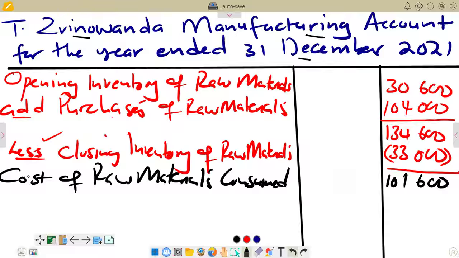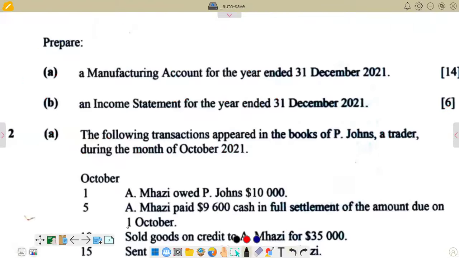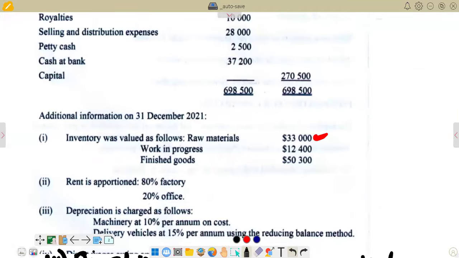Remember, to get our prime cost, we are saying direct materials plus direct labor. Our direct materials cost is the one that we have for cost of raw materials consumed. So here now we are supposed to add direct wages, direct labor, which is direct wages. We can get this figure in the information that we are given. So we go to the question to check which figure for direct wages we have.